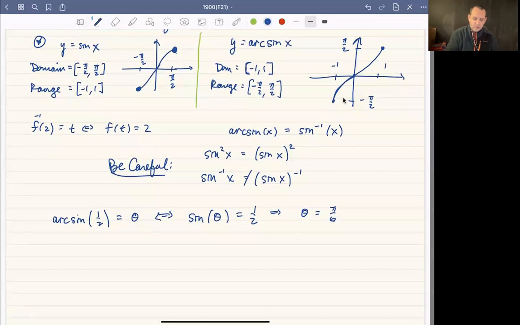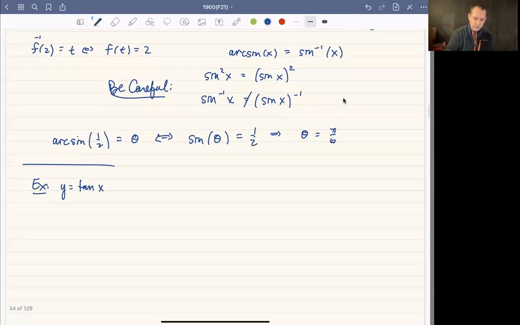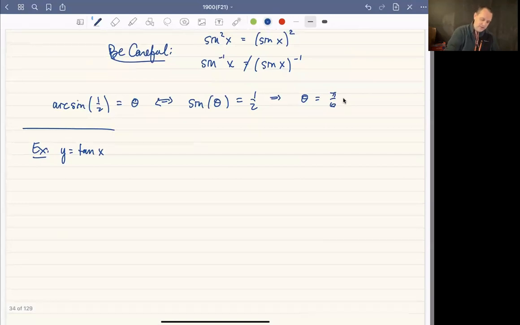You don't need arc cosine. There is also arctangent. So here the stories are very similar. For tangent of x, I'm just going to do the details one more time with tangent. So with tangent of x, the graph is going to look like this. And we know that tangent is pi periodic. It's defined from negative pi over 2 to pi over 2.